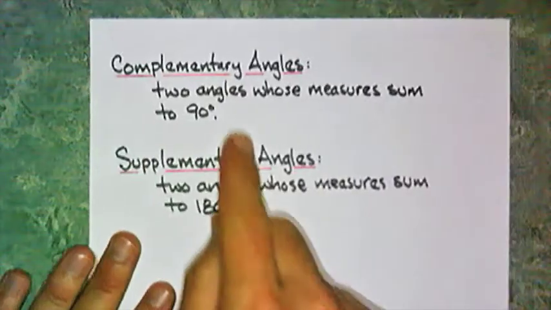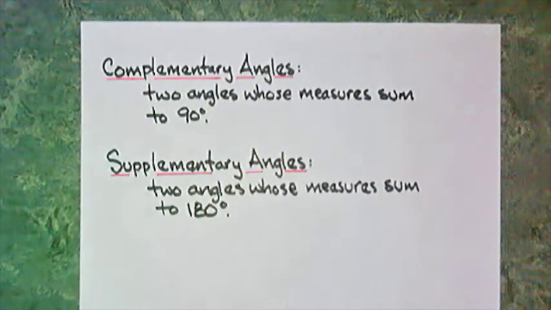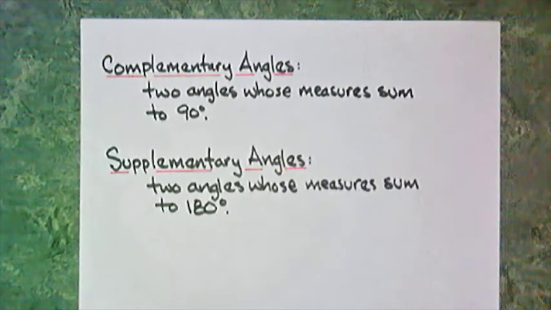Now for more angle descriptions. I can also have complementary angles, two angles whose measures sum to 90 degrees, and supplementary angles, two angles whose measures sum to 180. Those I'm sure you've heard before, and if not, then that's shame on your math teachers. But now you've heard them, no reason to forget them.